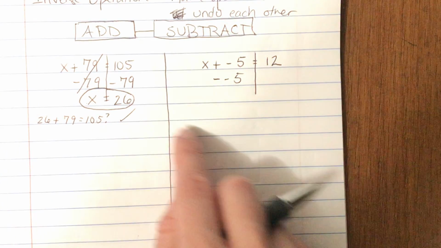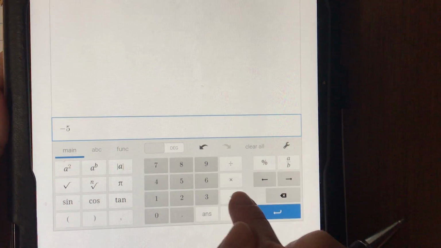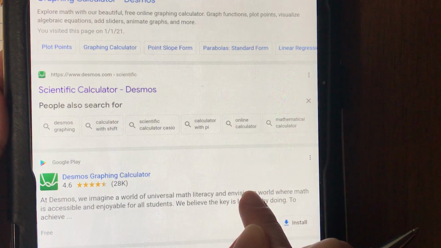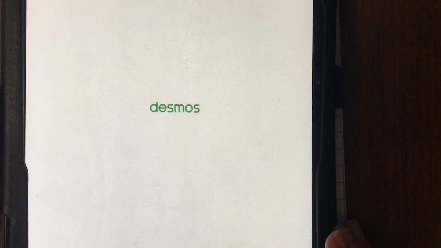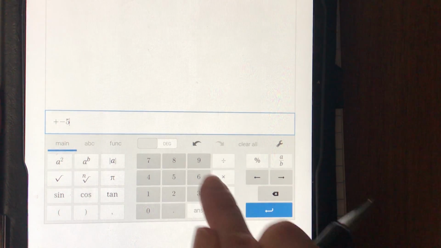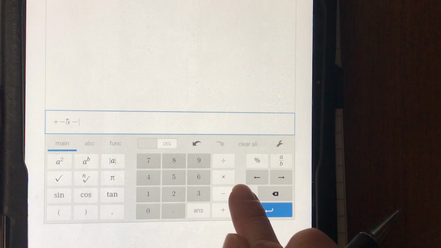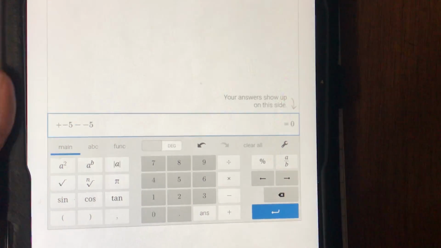So we hit plus -5, and then remember the plus -5, and then we're subtracting -5. So we're actually going to hit that button twice. So we're subtracting now. Oh, I keep going back. Sorry about that. All right. Plus -5. There we go. Minus -5. And the answer shows up. We get 0. That's good.